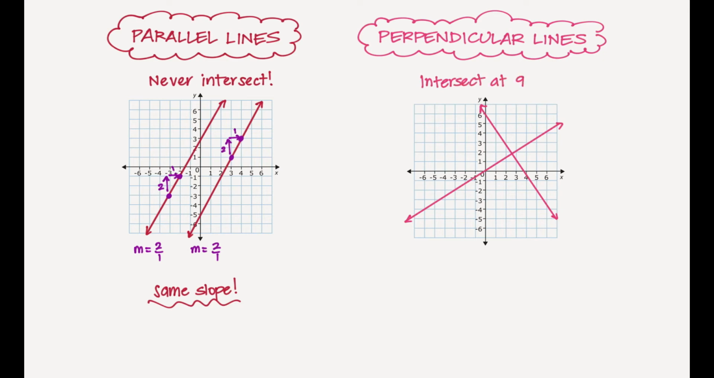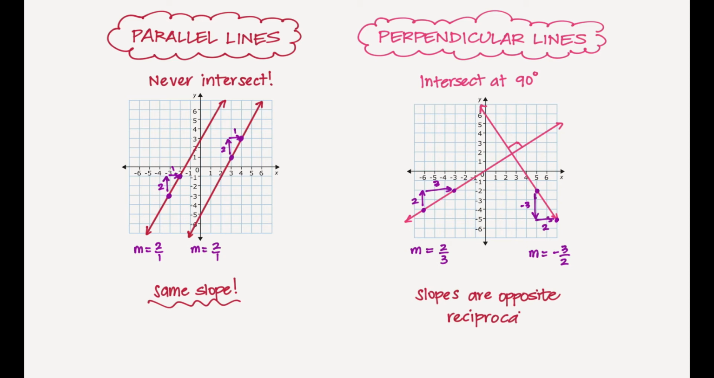But perpendicular lines do not have the same slope. They intersect at 90 degrees, and so let's just look at their slopes. For this first one, I'm going up 2 and then over 3, so that means the slope is 2/3. For my second line, I'm going down 3 and then over 2. So that means the slope is negative 3 over 2. So notice that the slopes of these are opposite reciprocals. One is positive, one is negative, one is 2/3, the other is 3/2.